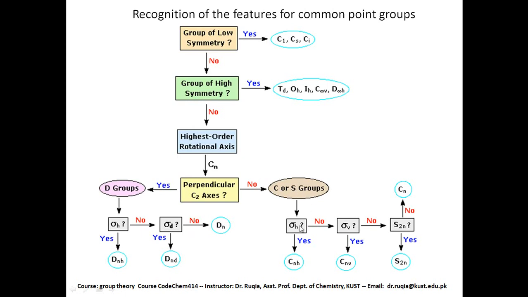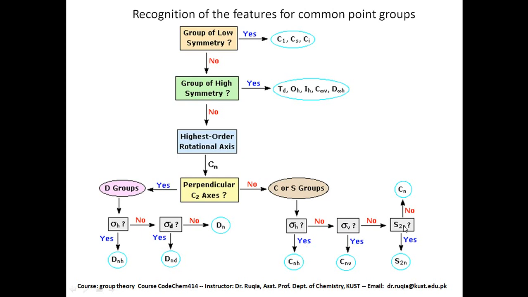On the other hand, if the molecule is belonging to C or S group, we look at the horizontal plane. If the horizontal mirror plane is present, yes, it will belong to Cnh. If no, we look at the vertical plane. If the vertical plane is there, it belongs to the Cnv.